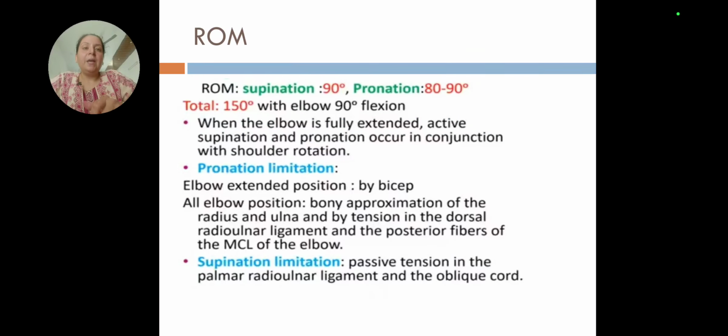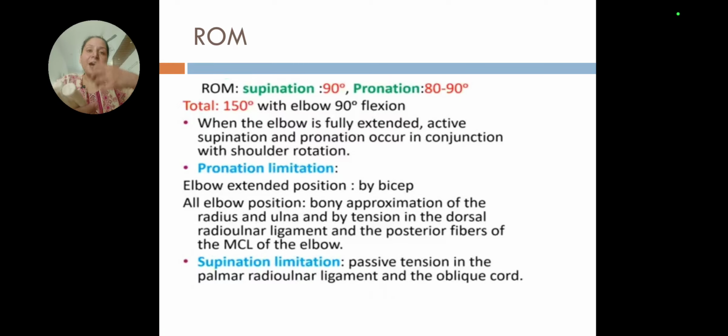Fine. Now supination is 90 degrees and pronation is 80 degrees. It is a little less; supination is more as compared to pronation. The total range is only 150 degrees. Now this is very important: when the elbow is in extension, a shoulder rotation component will come. So we have to take it when the elbow is flexed to 90 degrees, then only the pronation and supination range need to be taken care of.